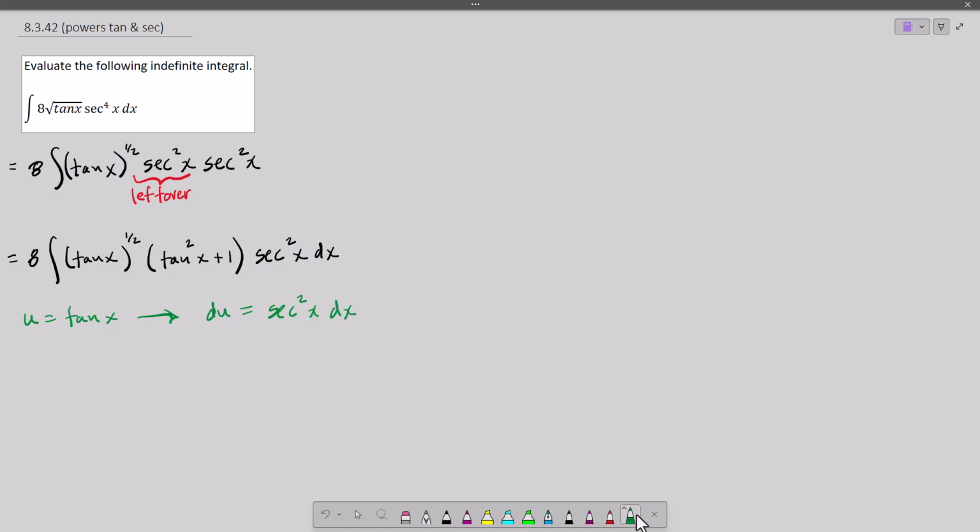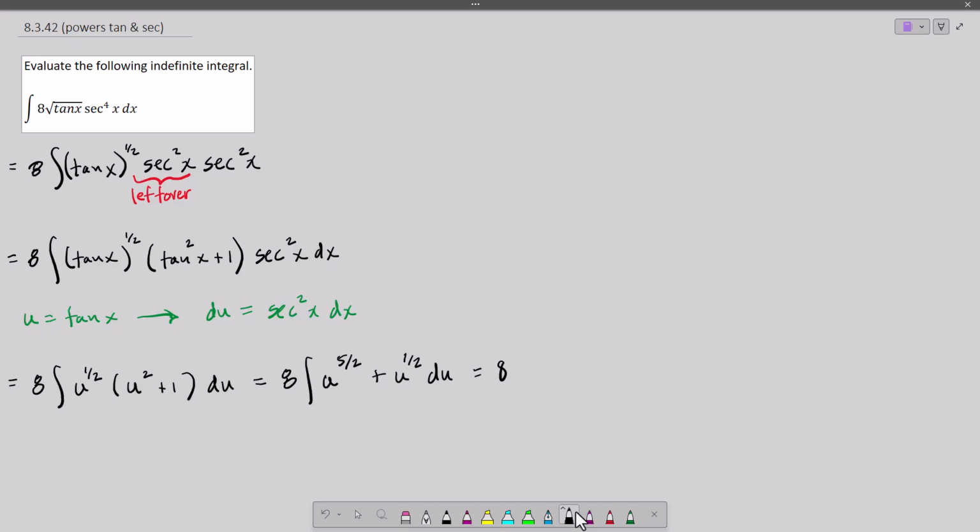So that is perfect. That allows us then to rewrite our integral as 8 multiplied by u to the 1/2 multiplied by u squared plus 1 multiplied by du. And if we distribute the u to the 1/2, we will have u to the 5/2 plus u to the 1/2, and we can now use our power rule.